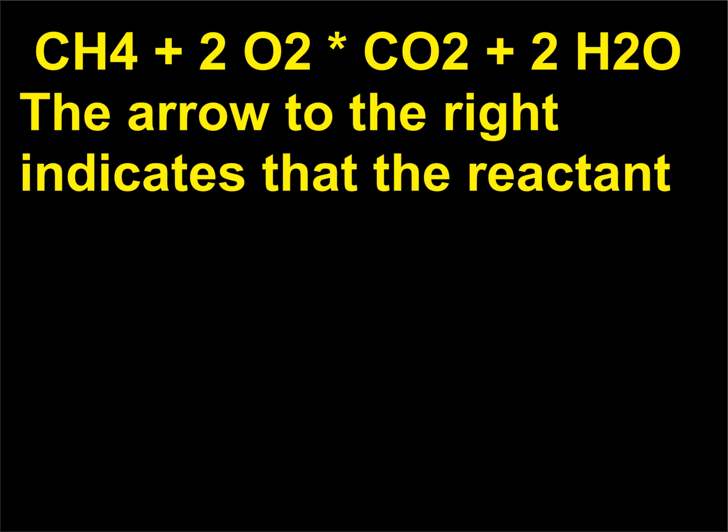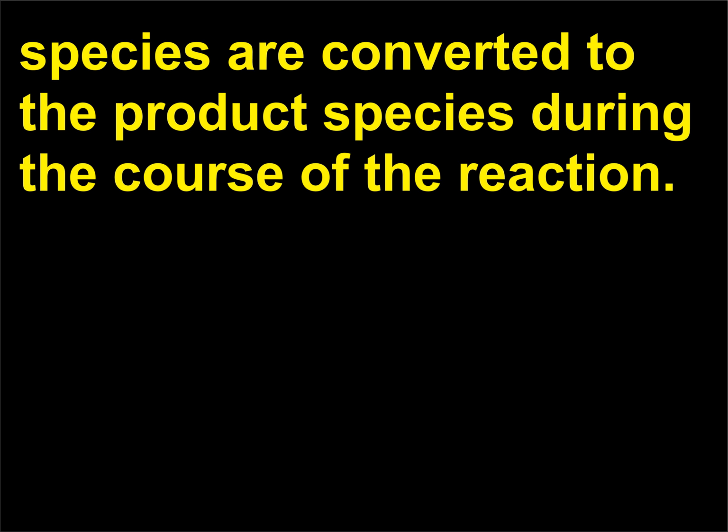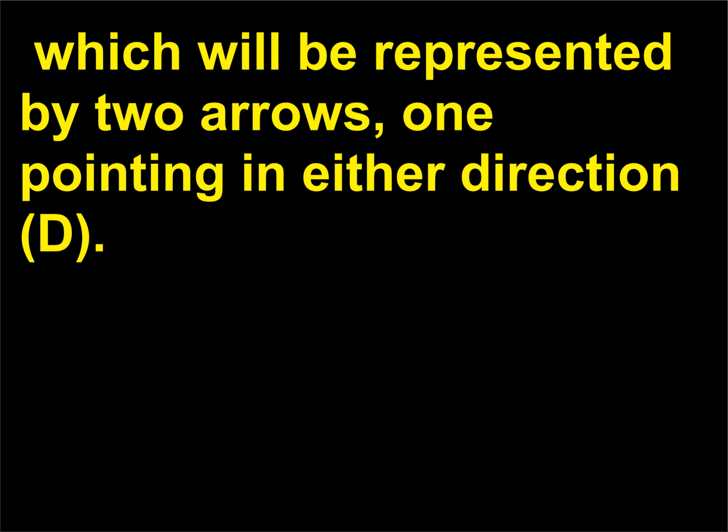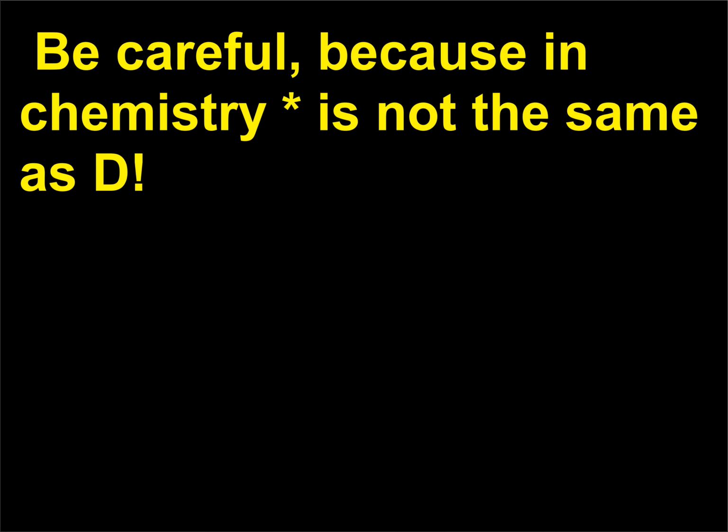CH4 + 2O2 → CO2 + 2H2O. The arrow to the right indicates that the reactant species are converted to the product species during the course of the reaction. In some cases, reactions are reversible, which will be represented by 2 arrows, one pointing in either direction, ⇌. Be careful, because in chemistry → is not the same as ⇌.